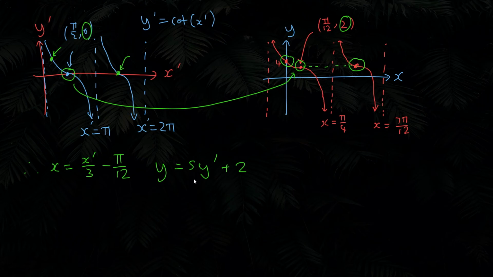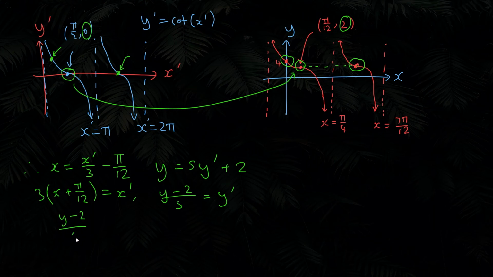Now what we want to do is solve for x dash and y dash so that we can plug these equations into here. In particular, we find that x plus pi over 12 times 3 equals x dash, and that y minus 2 over s equals y dash. And therefore, because y dash equals cot of x dash, we can write y minus 2 over s equals cot of 3 times x plus pi over 12, just like that. So this is nearly an answer. We're nearly done, but we've still got this s here.